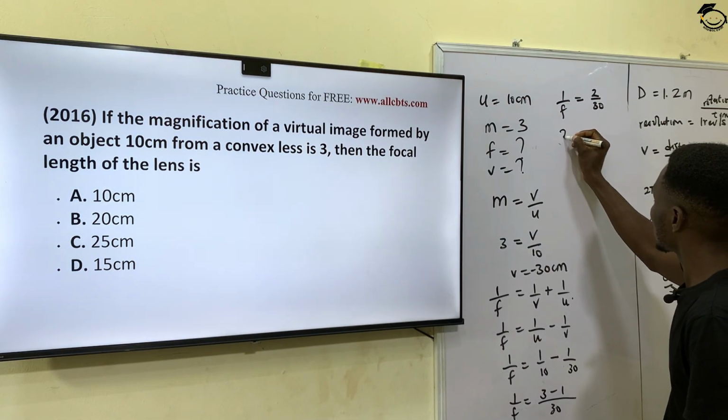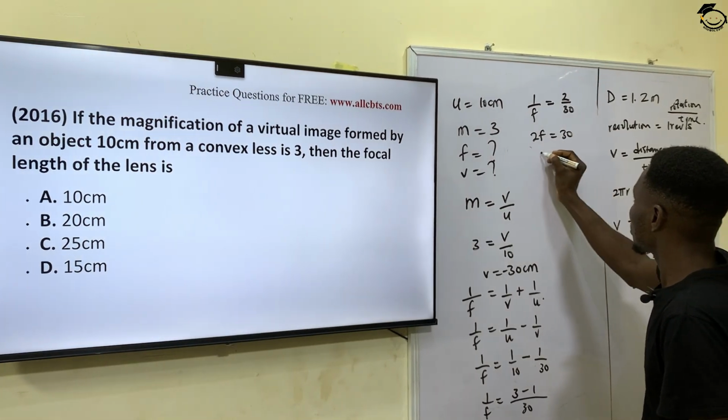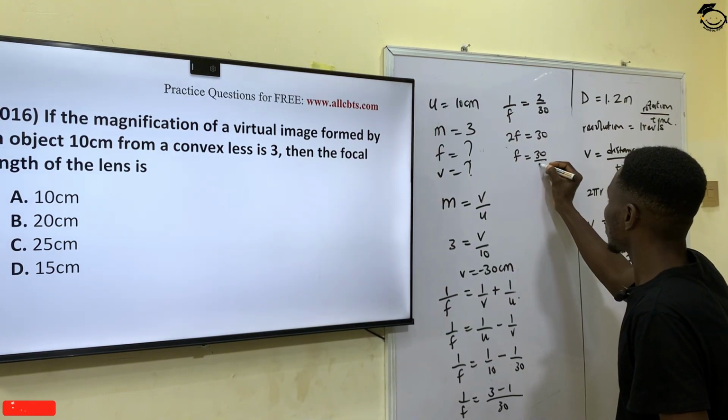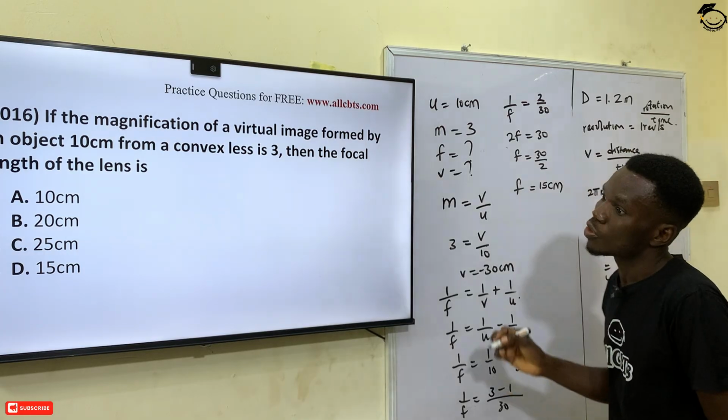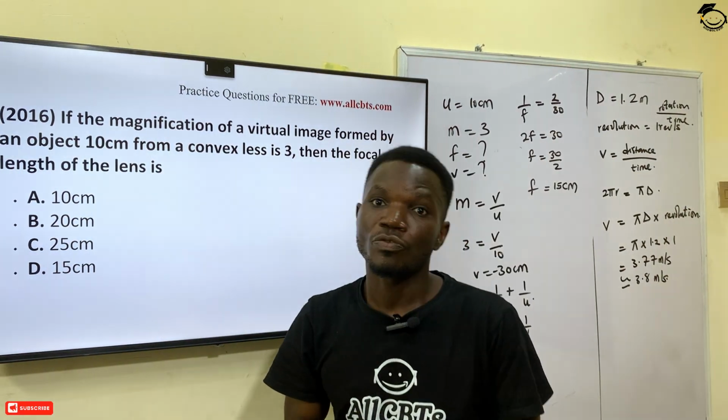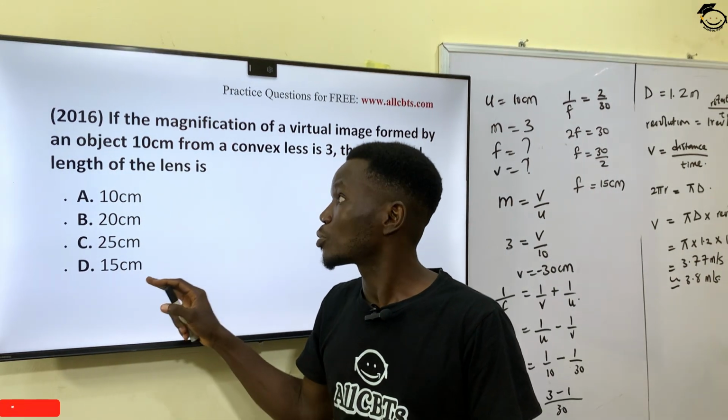which is the same as saying that 2 focal length is equal to 30, which means that my focal length is equal to 30 over 2, which means that my focal length is equal to 15 centimeters. So the correct answer to this question is 15 centimeters, which is option D.